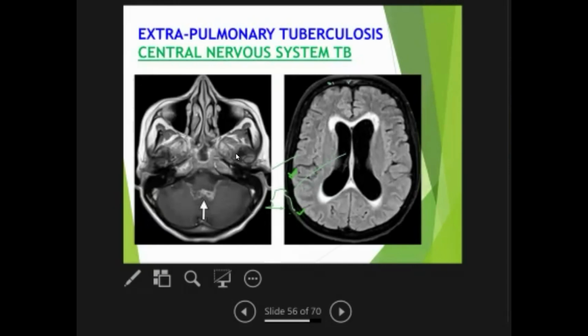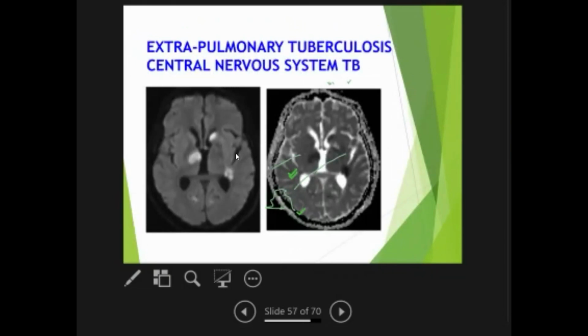And it's another patient. Here the fourth ventricle is obstructed. You can't see the fourth ventricle. The exudate is there, enhancing the meninges, and it is causing hydrocephalus. And they can also present as infarctions, right? An unusual site of infarction can be present in TB due to vasculitis.